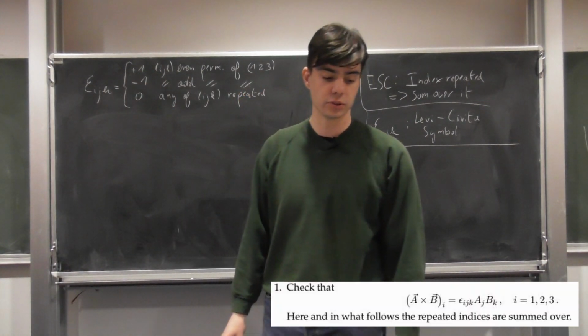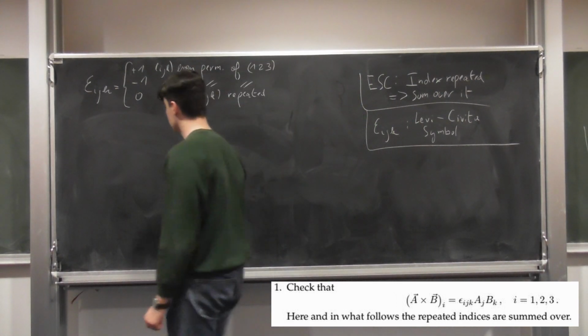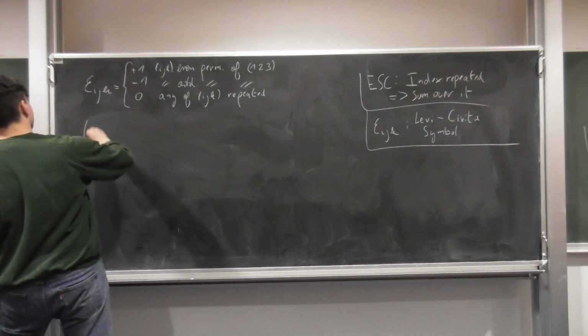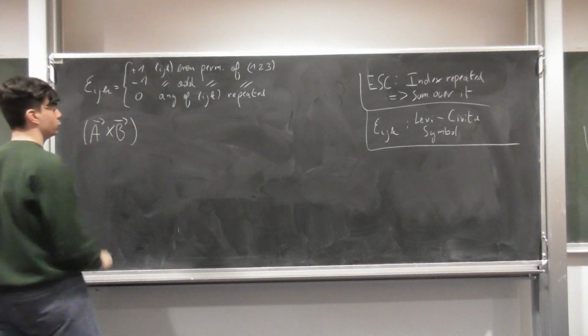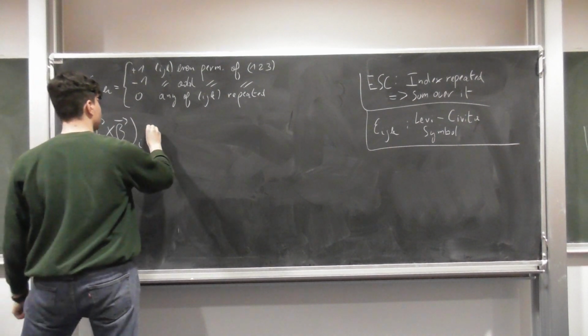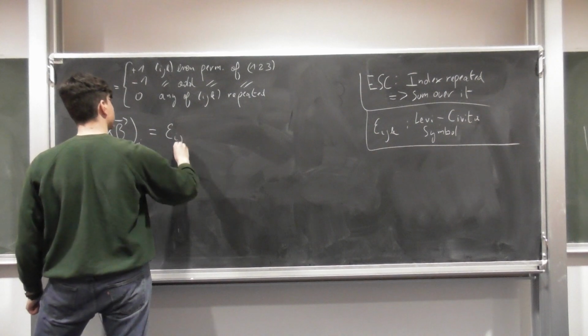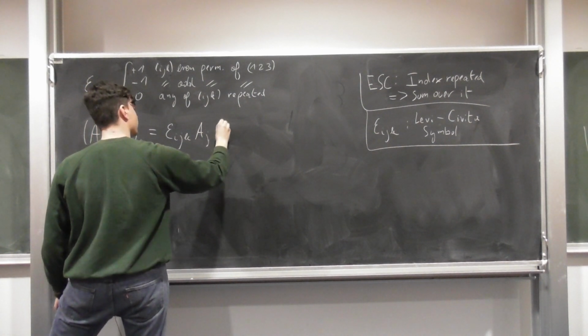So it asks us to check that the cross product can be defined in this way. If we take two vectors, a and b, we take their cross product, and we take the ith component of this resulting vector, that should be equal to epsilon ijk aj bk.